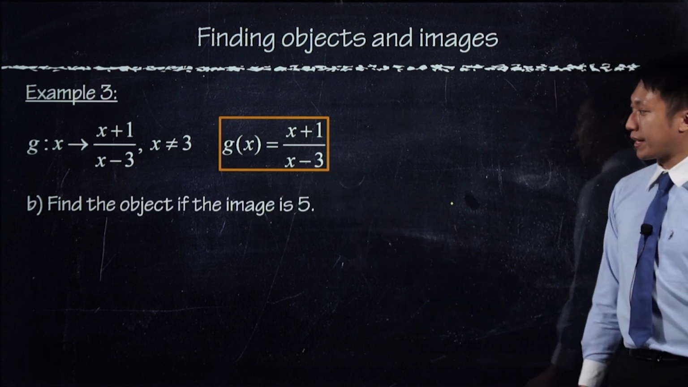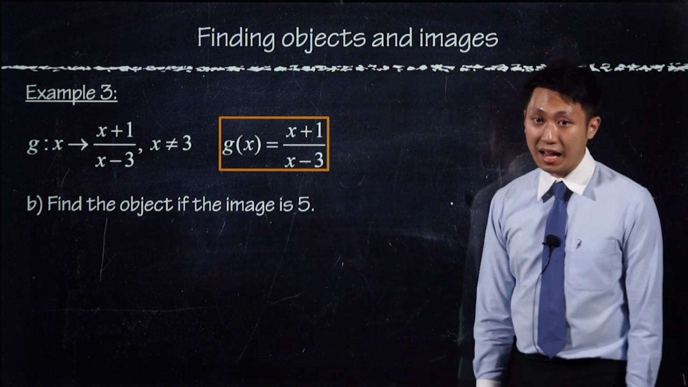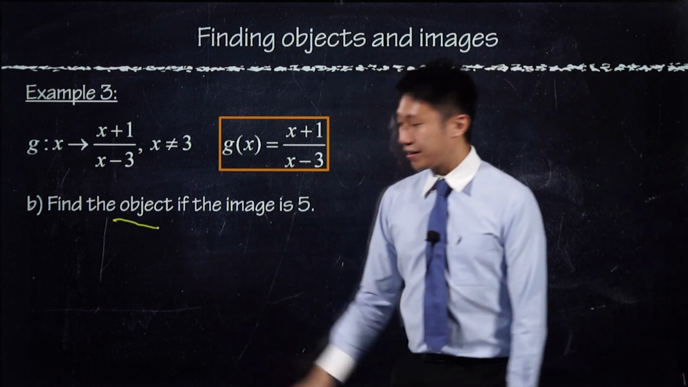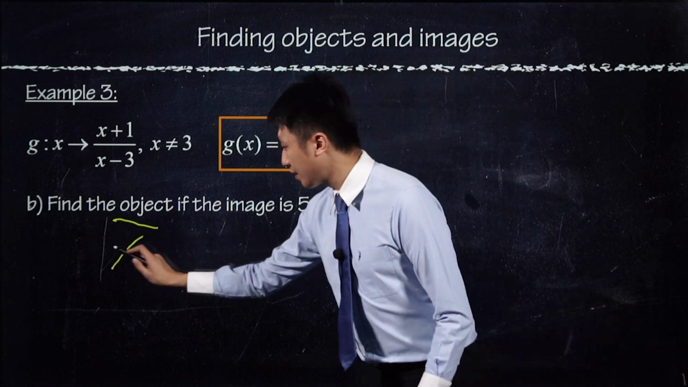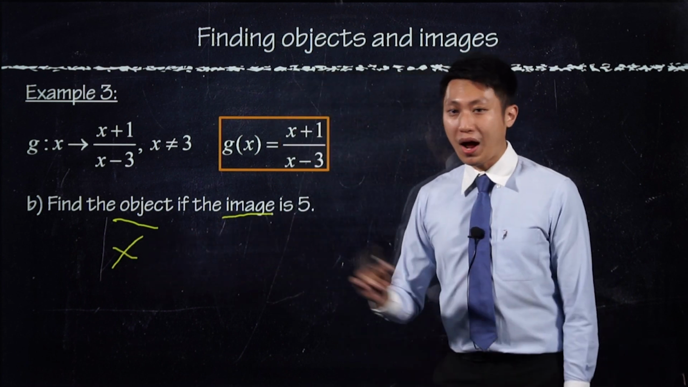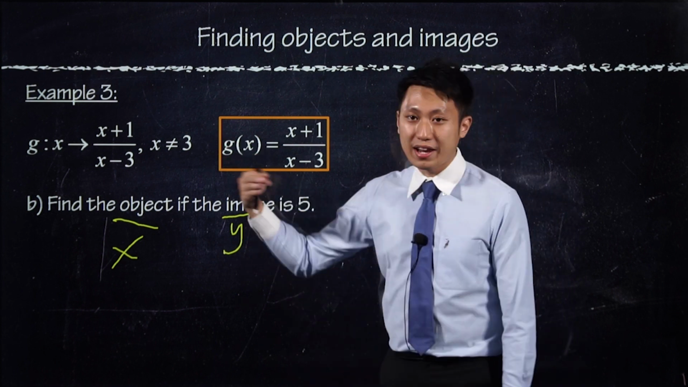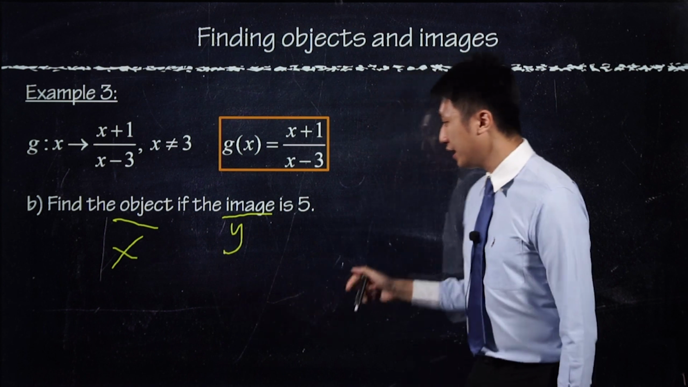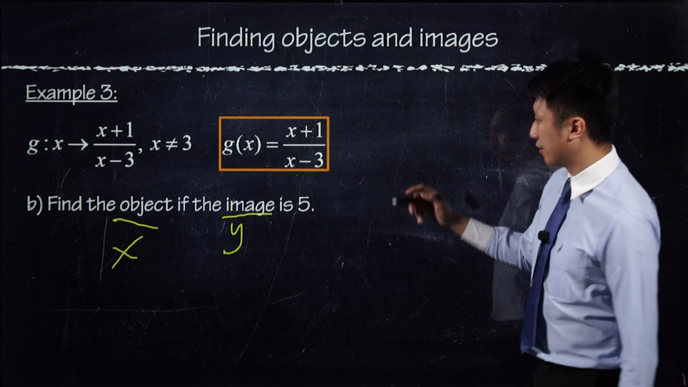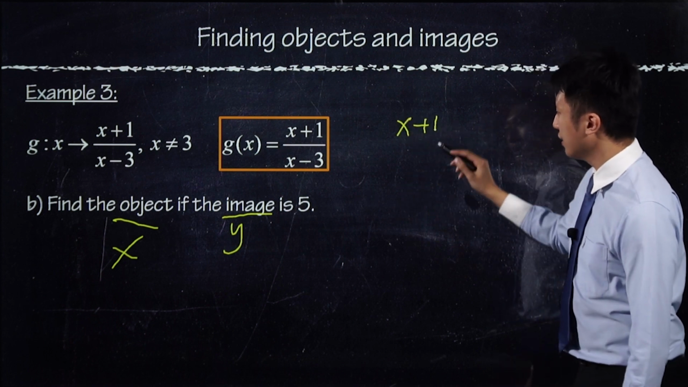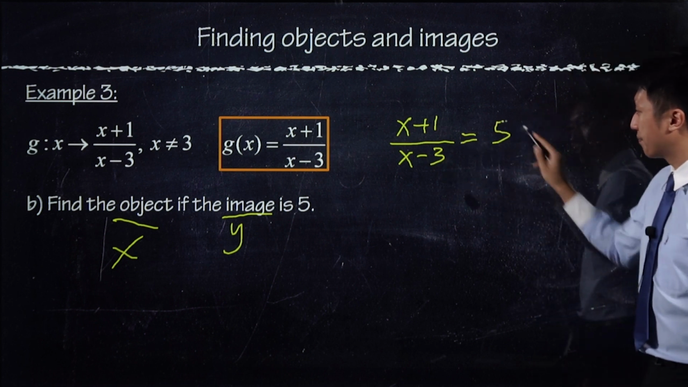Next, find the object if the image is 5. What do you want to find? Object. What is object? Object means x or y? x. Image means what? y. y is g(x), the y value, the output. This is the input. So I want to set this one to be equal to 5. Then I find the x. So (x plus 1) over (x minus 3) is equal to 5.